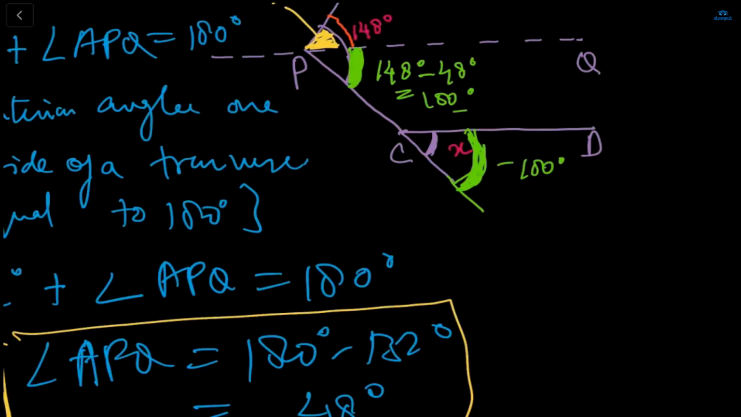Ma'am, but how will it be corresponding to PQ, CD? Line PQ will be parallel to line CD. Yes, I got it. If the lines are parallel, then they're corresponding.